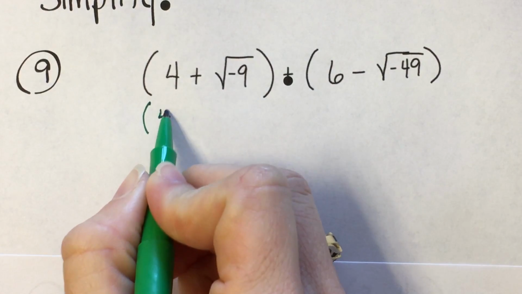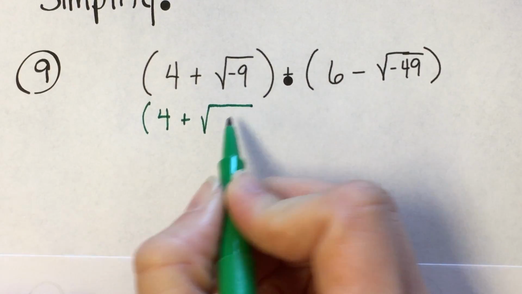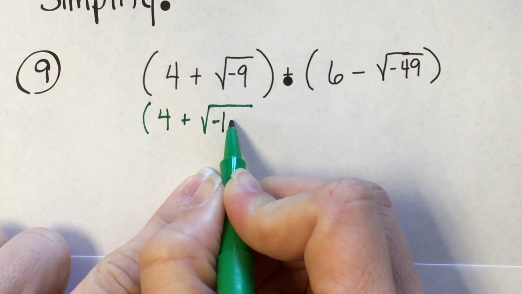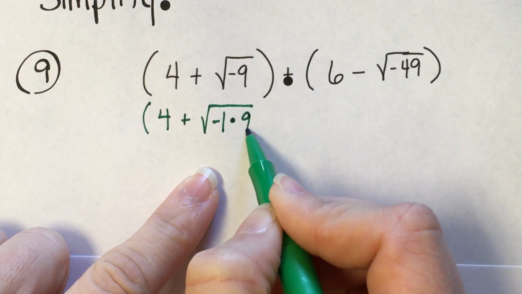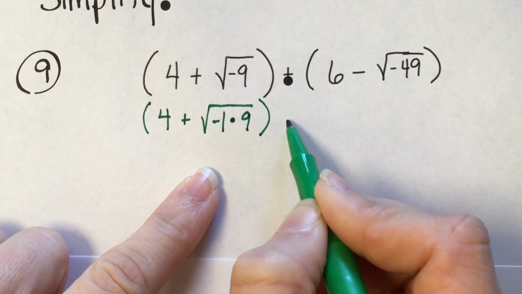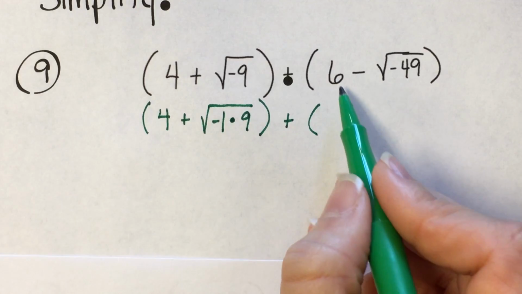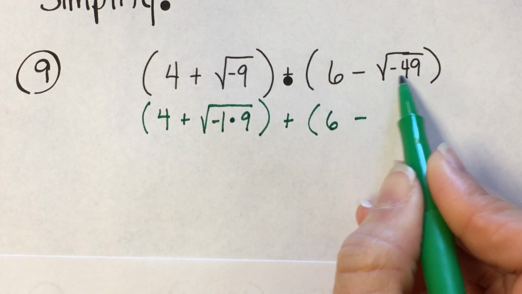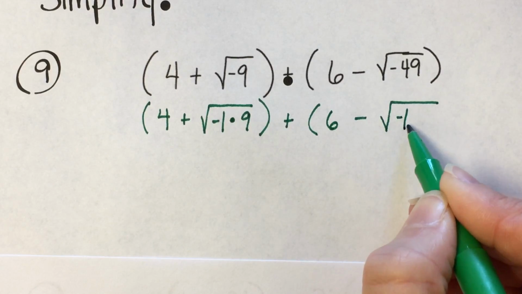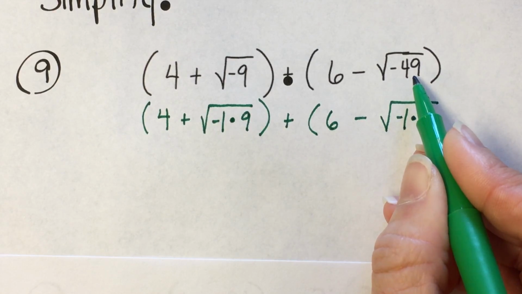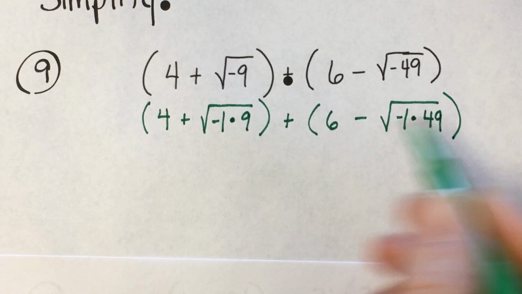All right, so I'm going to bring down my 4. And what we learned to do is if there is a negative, we're going to separate it using a -1. Now, I'm not going to do anything with a 9 because 9's already a perfect square. Remember, if you go back to that list of numbers I gave you, 9 was on that list. All right, same thing here with the square root of the -49. And we'll separate the negative. Again, 49's on that list. It's a perfect square, so we're going to leave it like it is.